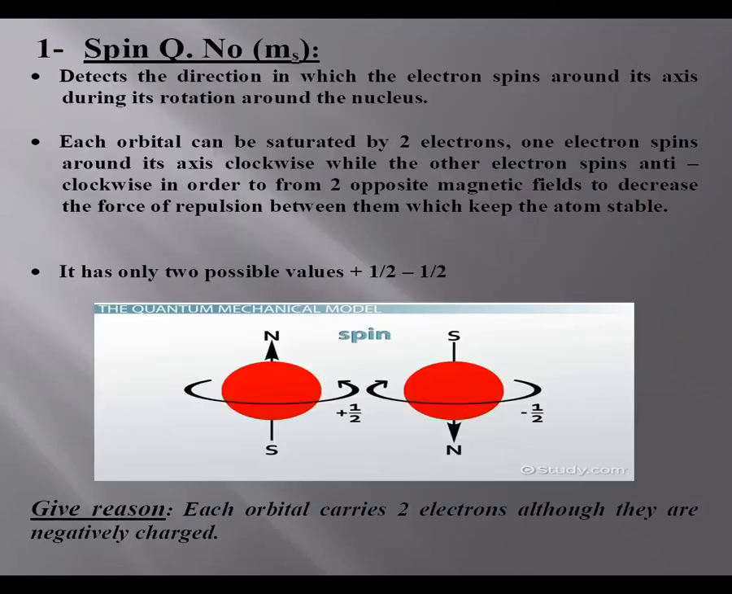The spin quantum number detects the direction in which the electron spins around its axis during rotation. Each orbital can be saturated by 2 electrons. One of them spins around its axis clockwise, while the other spins anti-clockwise, in order to form 2 opposite magnetic fields to decrease the repulsive force between the electrons in the same orbital. So one takes ms equal positive 1/2 and the other takes ms equal negative 1/2.